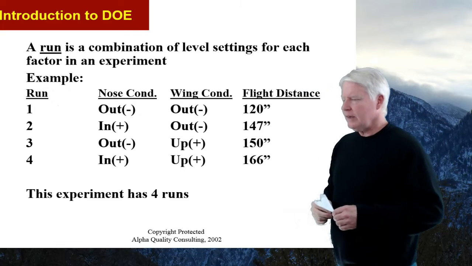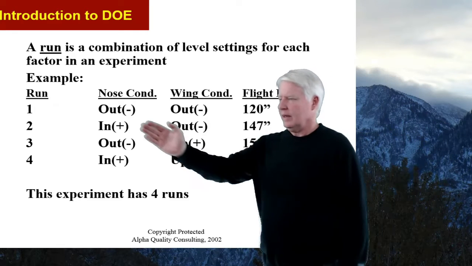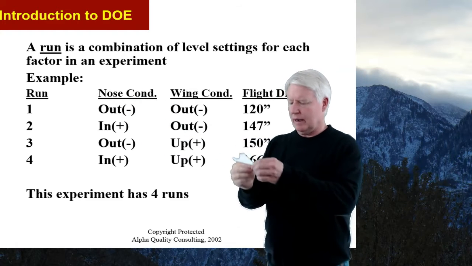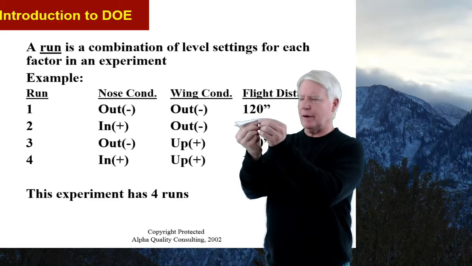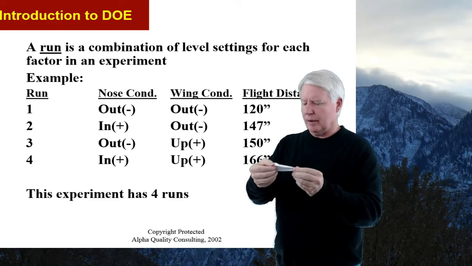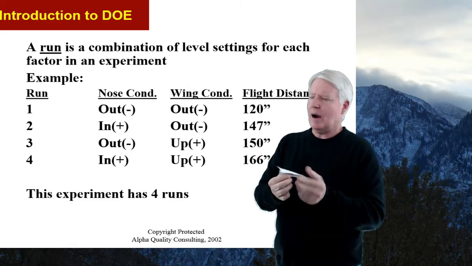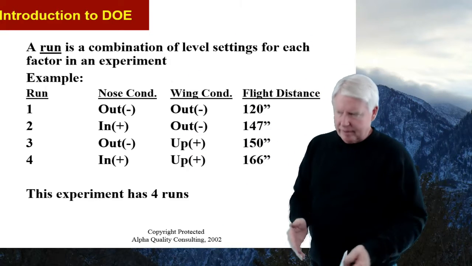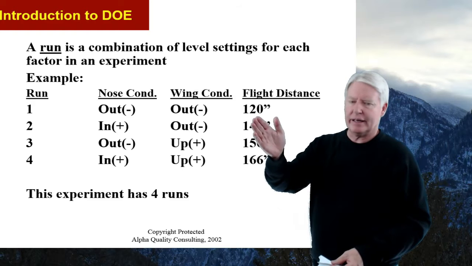Okay, so let's look at run number 1. Nose condition, keep it folded out. Okay, I have it folded out. Got that, check. Wing condition, out. Okay, got it. Now I throw it. Record it. It's 120 inches. I come back here and write this in.